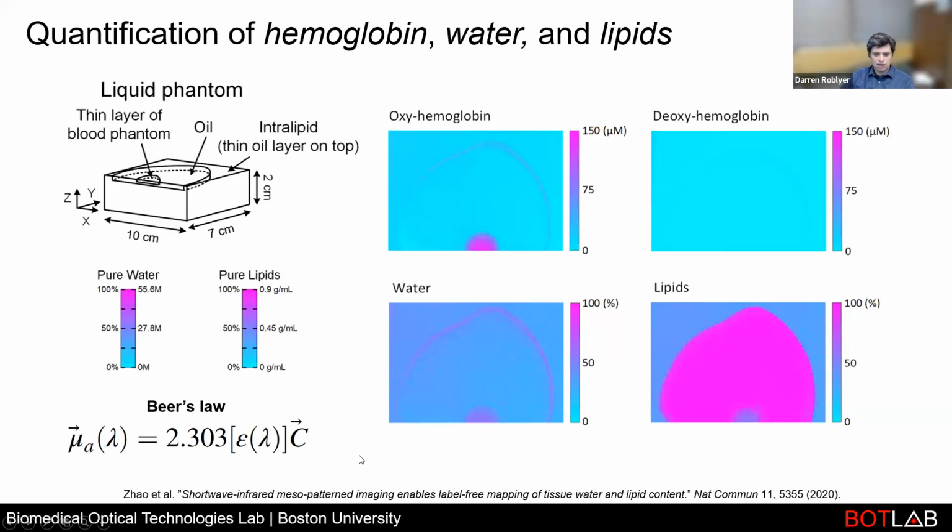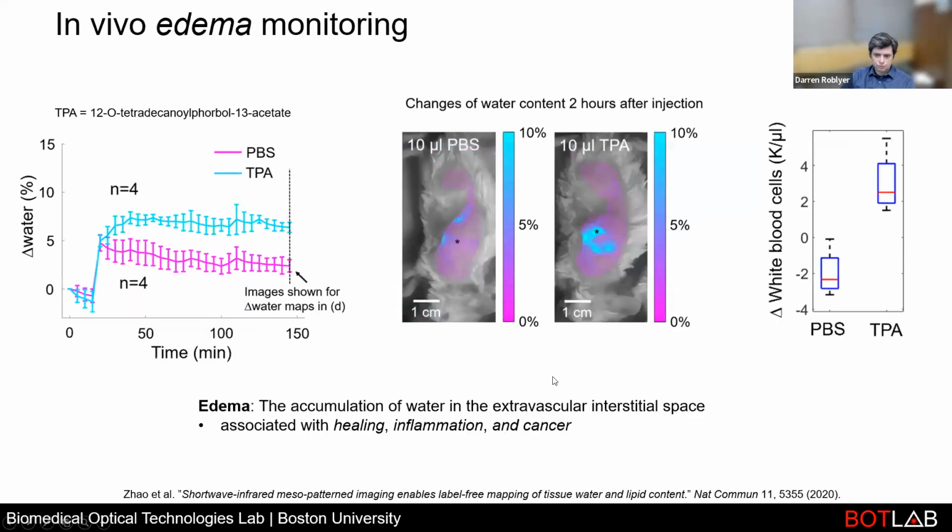Okay, and then we took this device and tried it in a number of different applications to really show what could be done in the shortwave infrared if one has a quantitative technique like SFDI. We looked at edema. So here what we did is in a mouse, we injected either PBS under the skin, this is non-inflammatory, or a chemical called TPA, which does induce inflammation, which we proved by an increase in white blood cells. And so that inflammation causes vessel leakiness and more fluid to accumulate around the injection site. And these are maps of water concentrations shown 2 hours after the injection.